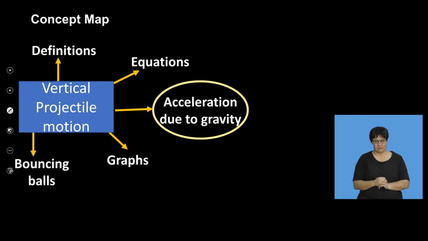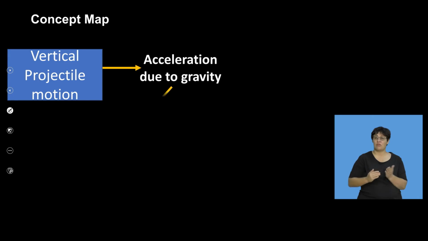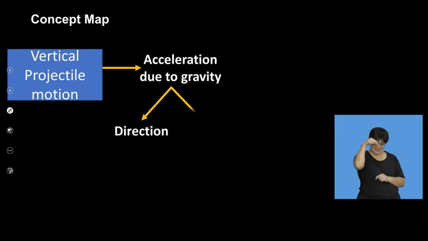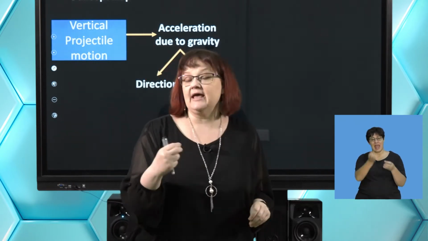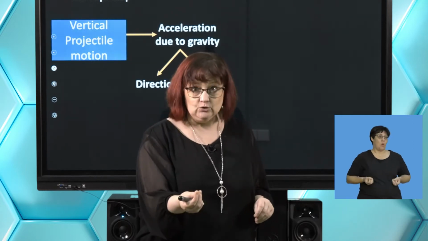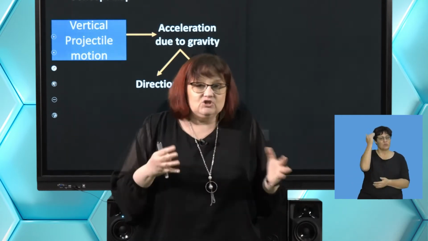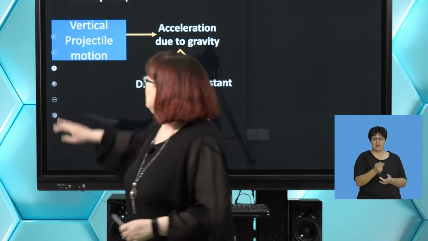And then we need to look at acceleration due to gravity. The thing with acceleration due to gravity is that it has a direction that's always down, and it has a value that's always constant. Those two things are pieces of information that they expect you to know. They're not going to give it to you. It's something that's just known. It's an implied piece of information.